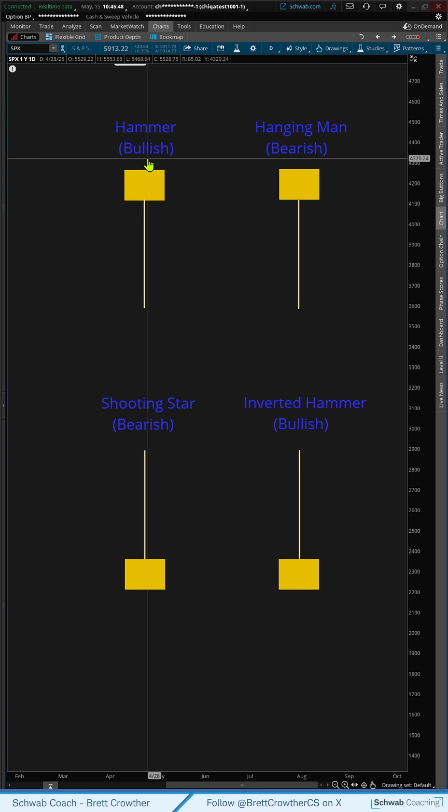I did a video on a hammer and a hanging man, so you may want to check those out because they're exactly the same looking, right? But one's bullish, one's bearish. But right now we're talking about a shooting star, which is bearish, and an inverted hammer, which is bullish. However, they look the same.